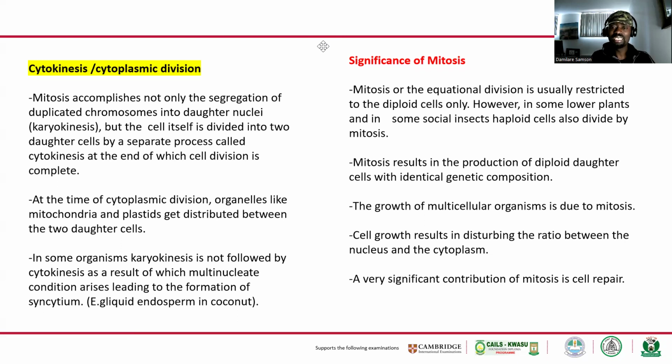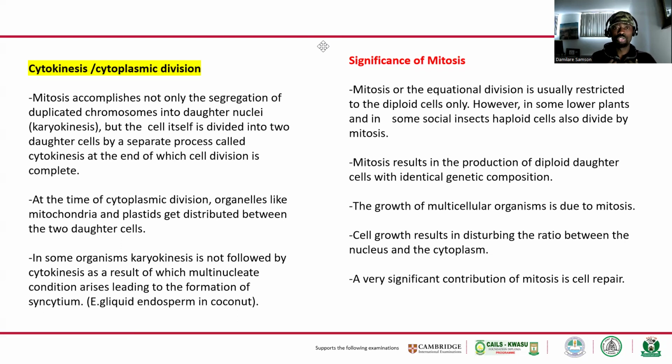Now, mitosis results in the production of diploid daughter cells. I've mentioned that too. And they will be identical in their genetic composition. I've mentioned that too. So it is going to produce diploid daughter cells that will have the same number of chromosomes as the mother. Now, the growth of a multicellular organism is due to what? Mitosis. Growth of a multicellular organism, as I am now, I am an example of a multicellular organism.